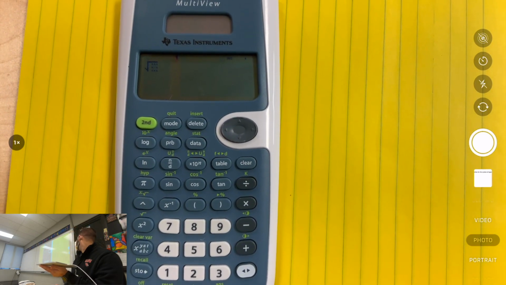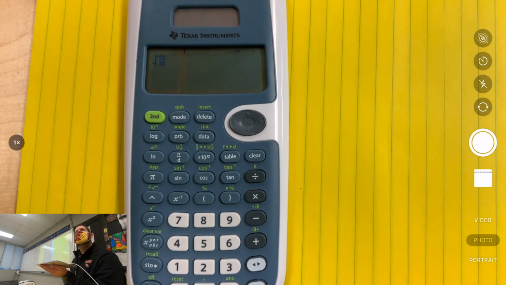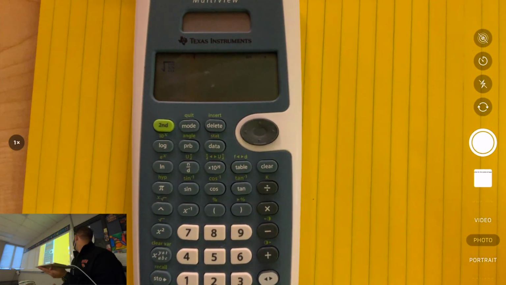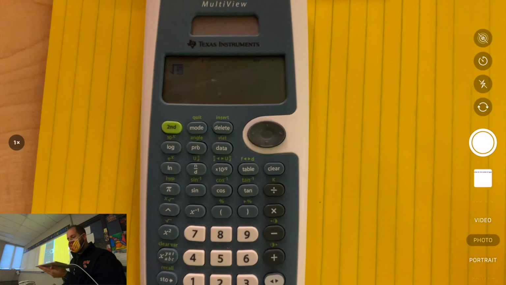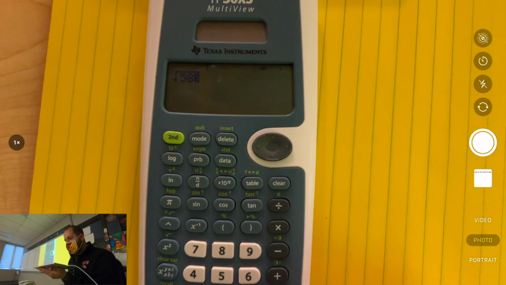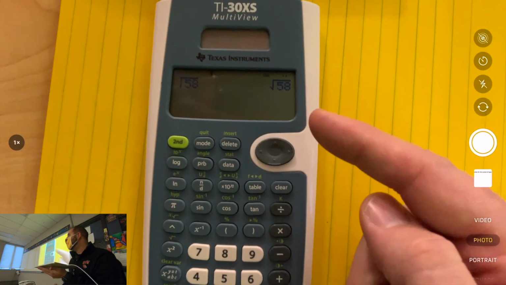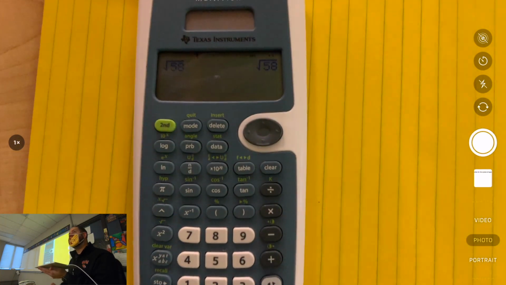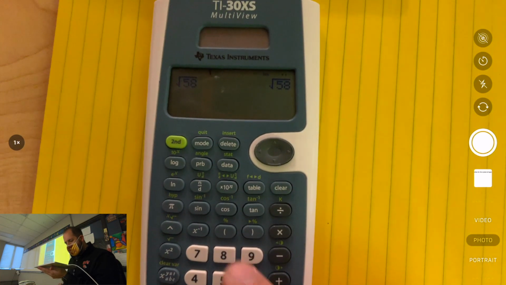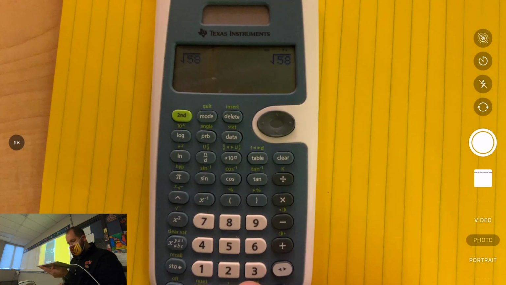Can you guys see that just fine? You want to hit the lights in the back there? All right, that works better. Then I'm going to type in the 58. And here's the issue that they're having. It just says square root of 58. It doesn't tell them the decimal. So for their calculator, you have to change a setting on the calculator itself.